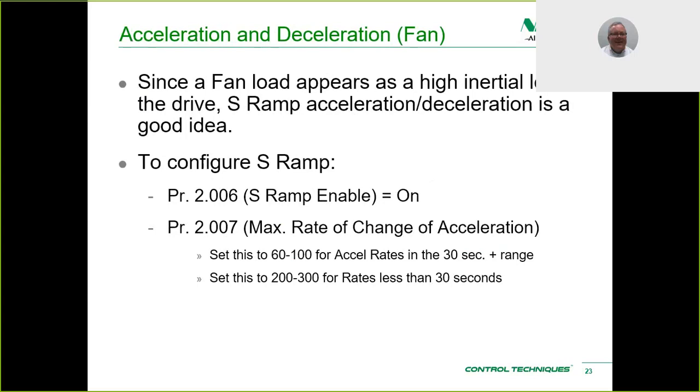There are different ways of configuring the S-ramp, but the easiest way is to just turn it on like I show you here, and then go to menu 2, parameter 7, and set the max rate of change of acceleration. S-ramp is a rate of change of acceleration. As a rule of thumb, set parameter 2.07 anywhere from 60 to 100 when you have accel rates in the 30 second plus range, or 200 to 300 for rates less than 30 seconds. Again, these are just guidelines that we've garnered from years of experience and feedback from our tech support group.